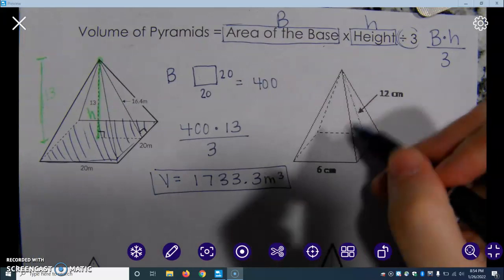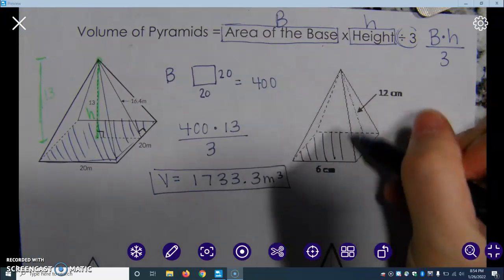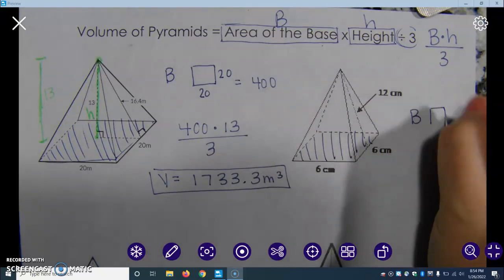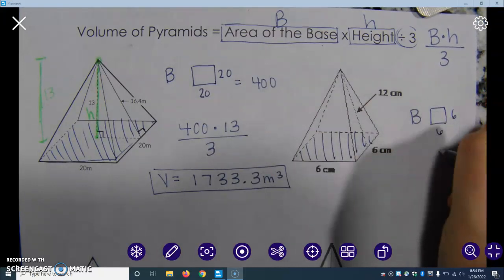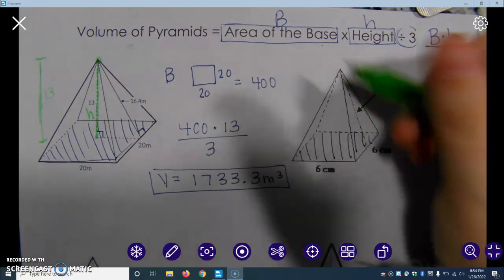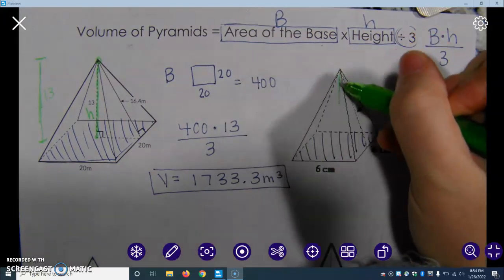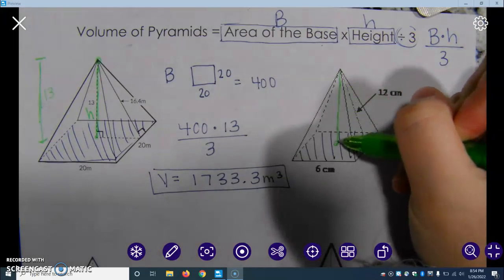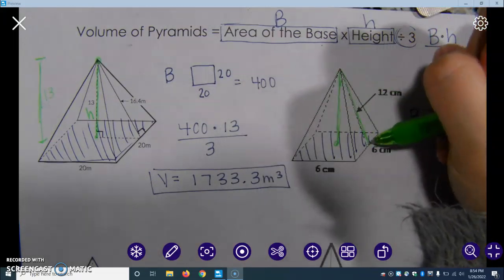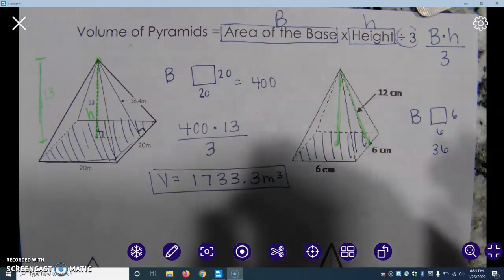All right, the next shape is also a square pyramid. So I need to find the area of that square. So 6 times 6 is 36. So I'm going to be doing 36 times the height of this pyramid. Now, if you notice, this one doesn't have the height labeled. It goes from here to here. It has this 12 labeled, but that 12 is not the height of the pyramid.